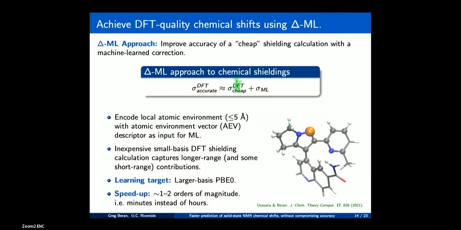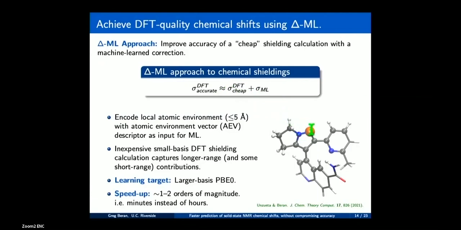And so we'll do, in this case, some really cheap DFT type calculation, add on an ML correction to our shielding that gets us something that's hopefully on par with the accuracy of our DFT. And so to do this, we're using something called the atomic environment vector. This is one of many, essentially there's variations, but they're nearly equivalent descriptors that describe the local atomic environment. It has a 5 angstrom window.